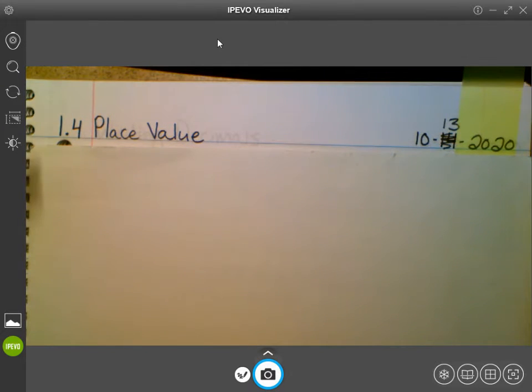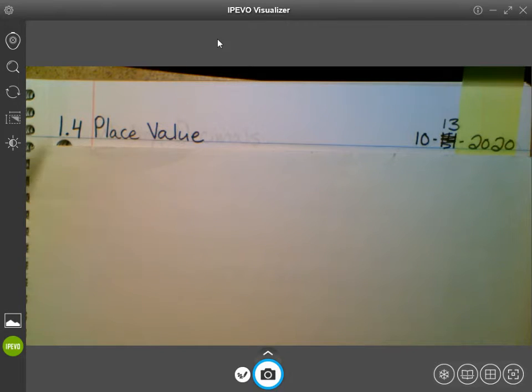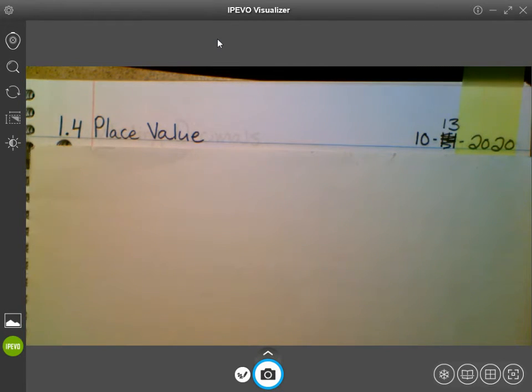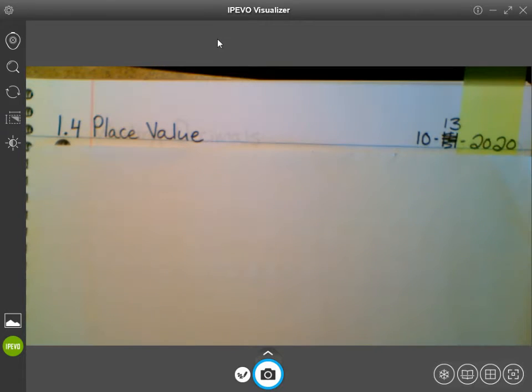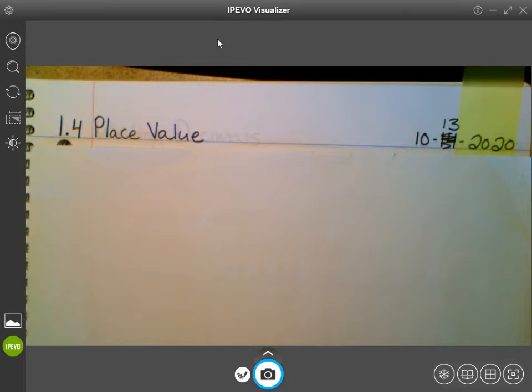I know that the 1.4 is to the left of the red line. That's because when I first wrote this, I just wrote the place value and I forgot to put the 1.4. So that was my bad. You do not need to write your 1.4 here. You can write it where it's supposed to be, which is here. But if you want to, you can. I also thought it was the 14th when I wrote this, not the 13th. So that's why it's crossed out. 1.4, place value.